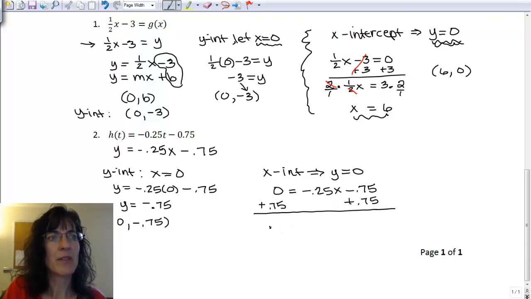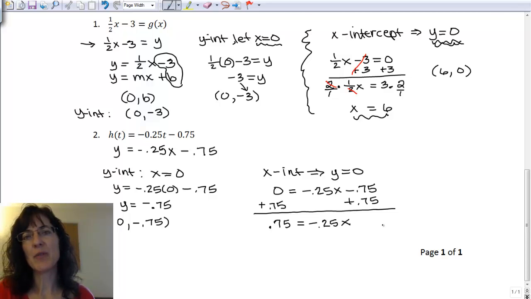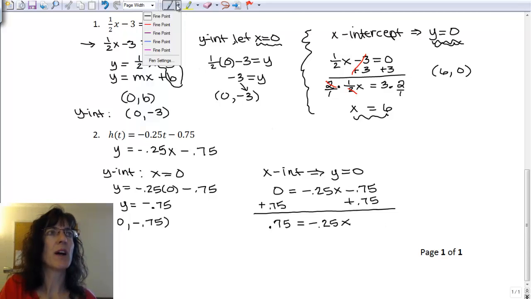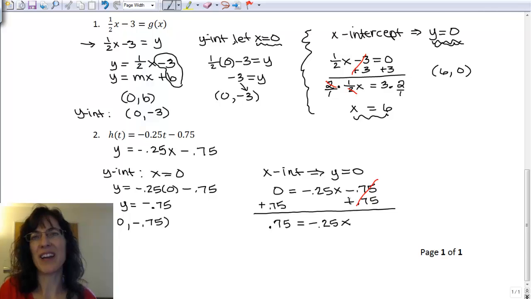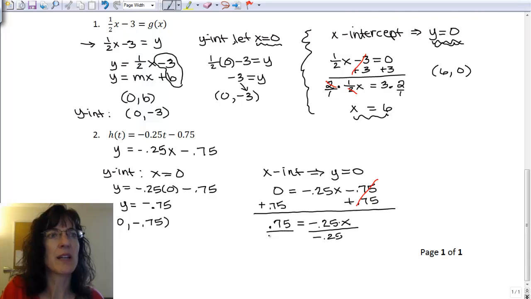And I have on the left 0.75 equals negative 0.25x. And the positive 0.75 and the negative 0.75 on the right are canceling, and so I'm just left with the negative 0.25x. Now I want to get the x alone still, so there's an implied operation of multiply in between, so I will divide negative 0.25 on both sides.